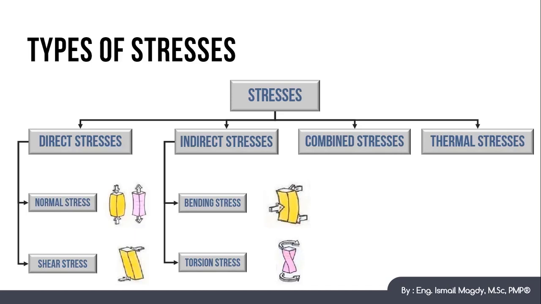The second category is called indirect stresses. Indirect stresses end up causing the same main stresses we have mentioned earlier, normal and shear, however, in an indirect way, as we will see later. First one here is bending stresses, which are an indirect form of the normal stresses except they are caused by bending moment instead of normal forces, as we will see later. And second one is torsion stresses, which are an indirect form also of shear stresses, except they are caused by torsion moment instead of shear force.